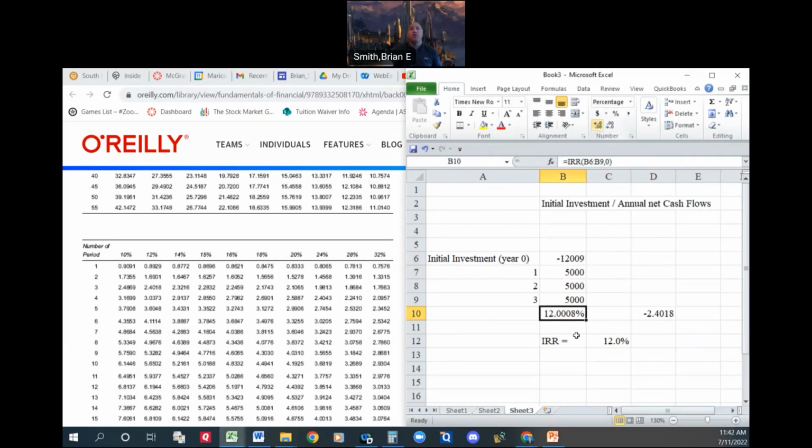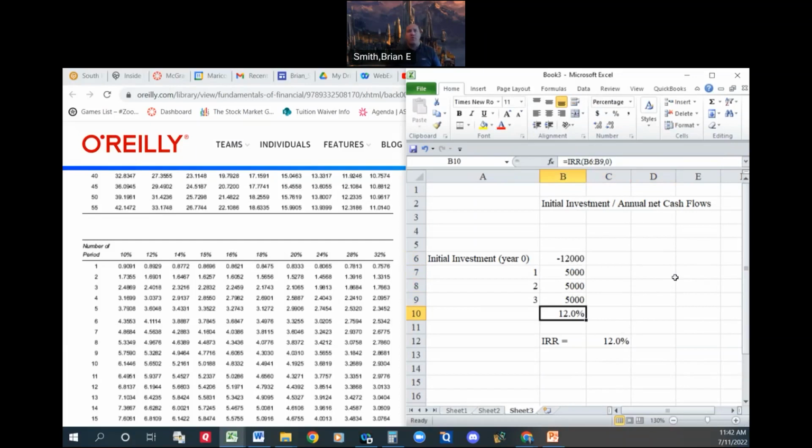See, there's where you start seeing the rounding issues. But 12% is basically what we're looking at here. Just because they had me do 12,009, let's just do 12,000. It's still 12%, so I don't know why it mattered that they had it as 9. So that's how we calculate the IRR that way.